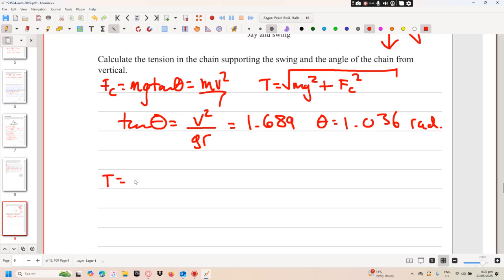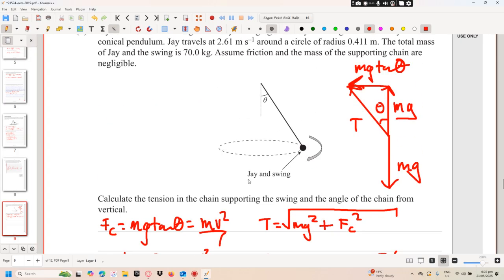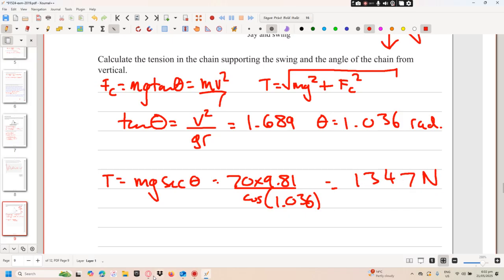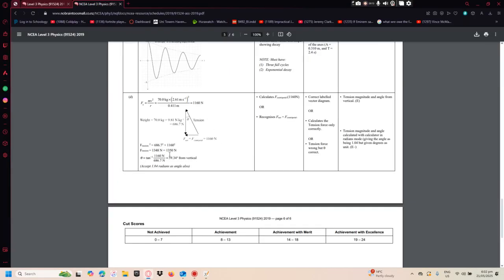Okay, so the tension force is mg secant theta, or mg on cos theta if you prefer, which equals 70 times 9.81 divided by cosine of 1.036. So 70 times 9.81 on cosine 1.036, 1347 newtons. 1350. Alright, we take that.